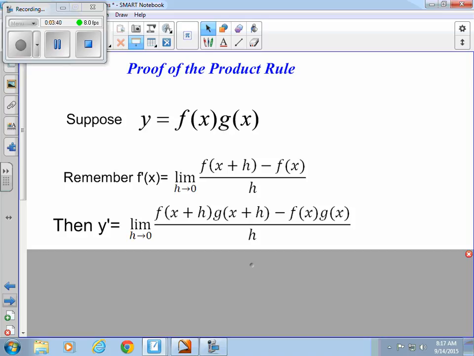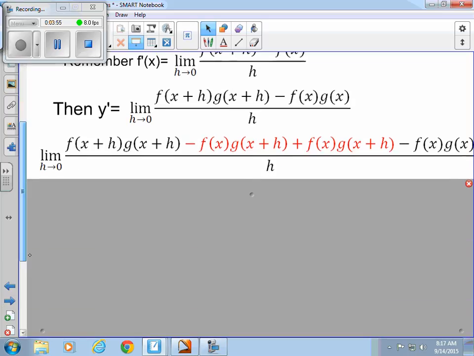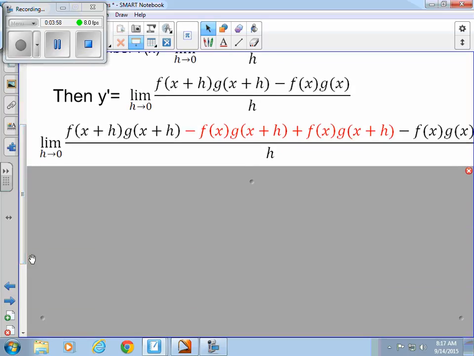f of x plus h times g of x plus h minus f of x times g of x, all over h. The hard thing is doing that, right? That looks pretty nasty. With some very, very creative algebra, would you think to do this? No, not at all. They added and subtracted f of x times g of x plus h, for whatever crazy reason they could do that. And they could have also done it with g of x times f of x plus h, which would have eventually gotten to the same place.